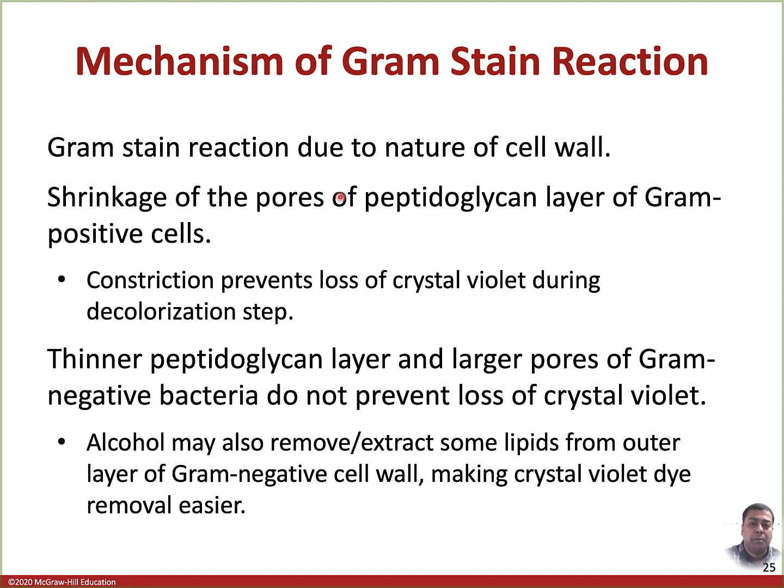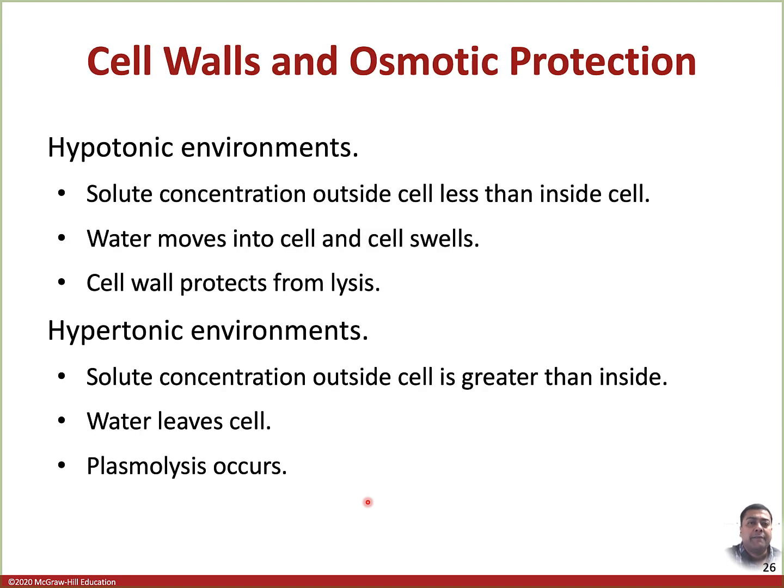This complex essentially stays inside the gram-positive cell wall due to these pores, which constrict and don't allow these dyes to escape. On the other hand, in the gram-negative bacteria, you have a thinner peptidoglycan layer, and large pores of the gram-negative bacteria do not prevent the loss of crystal violet when washed with the alcohol. And alcohol may also remove and extract some of the lipid from the outer layer of the gram-negative cell wall, making the crystal violet dye removal much easier as well. And then you can counterstain it with the safranin.